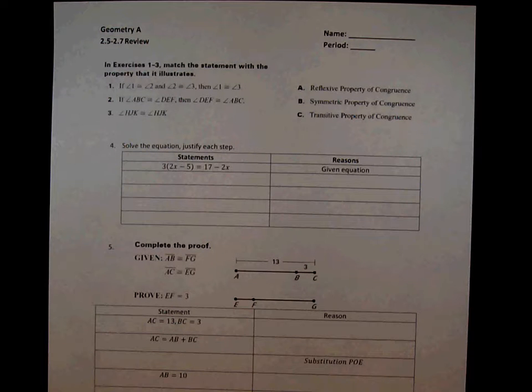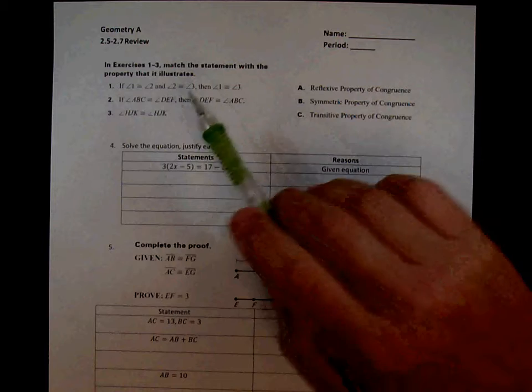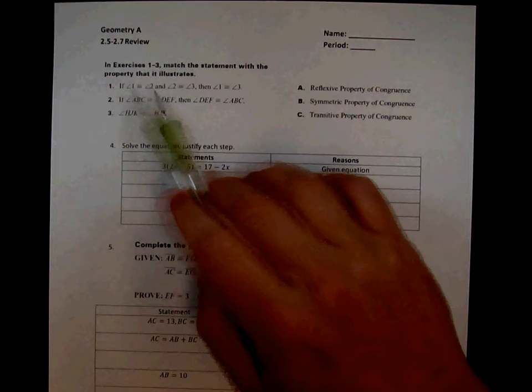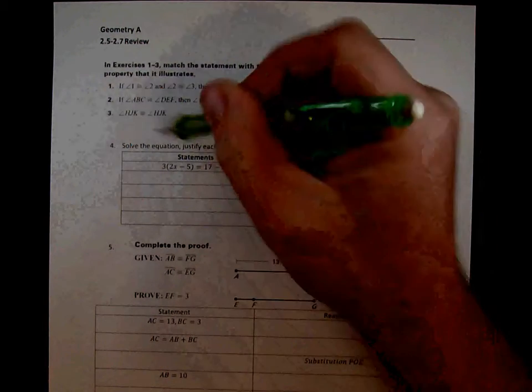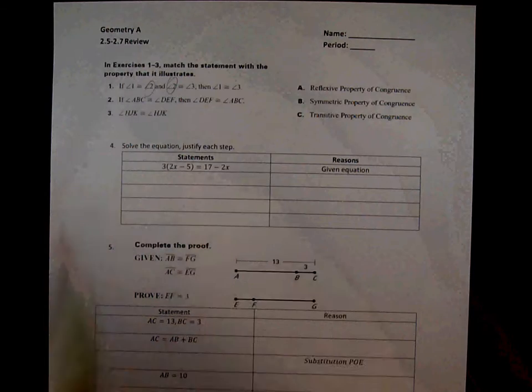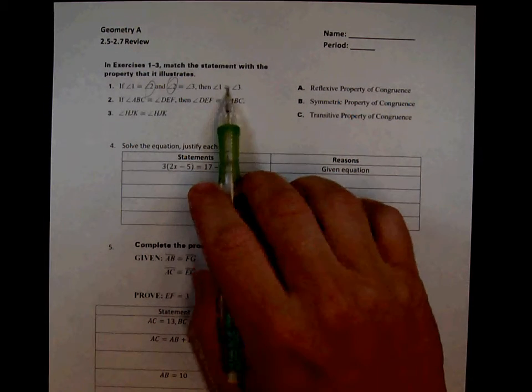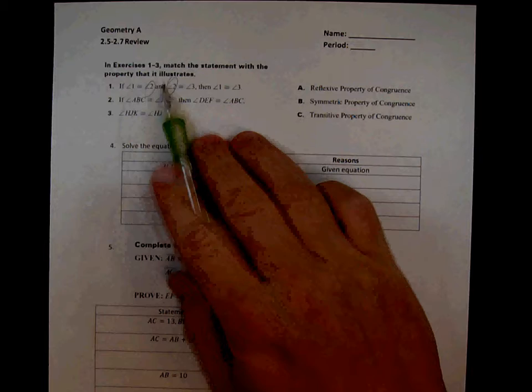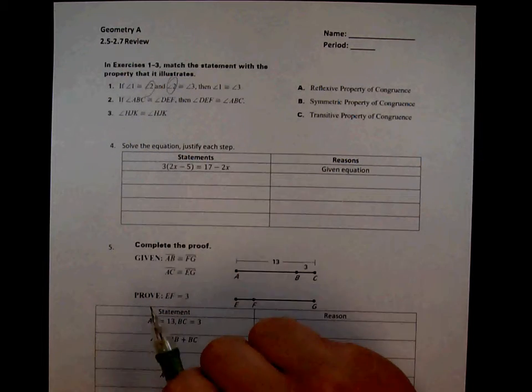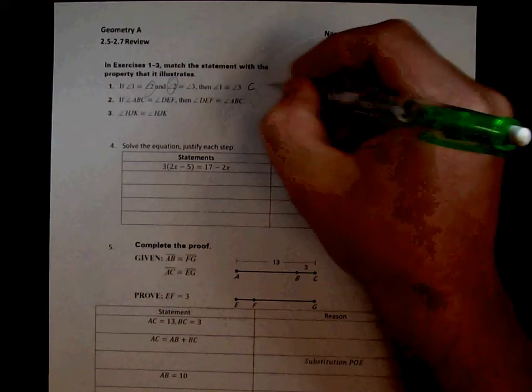Okay, so number one through three, we're doing matching. And number one, I see 1 is congruent to 2, 2 is congruent to 3. There's that common piece. And so then they conclude that 1, and they skip over 2, is congruent to 3. That's the transitive property, which is C.